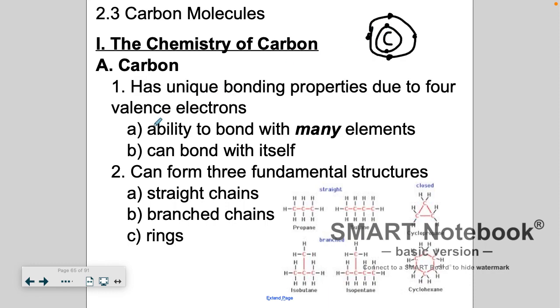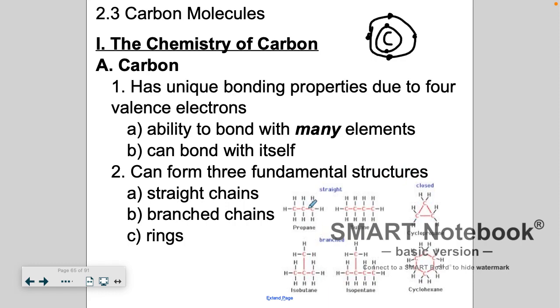And as a result, it has this ability to bond with many elements. Okay, many elements, and it can even bond with itself. What I mean by that is another carbon atom. So it can bond with carbon atoms, and there's no repulsion forces whatsoever. So, because of its ability to form 4 bonds, it can create some unique shapes, some unique structures.